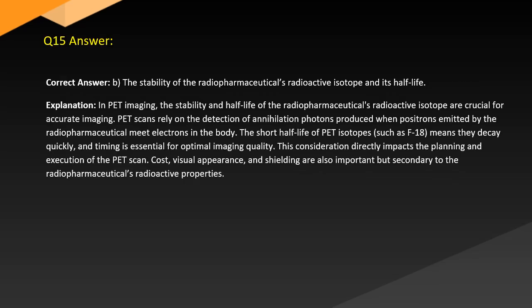Answer. Correct answer: B. The stability of the radiopharmaceutical's radioactive isotope and its half-life. Explanation. In PET imaging, the stability and half-life of the radiopharmaceutical's radioactive isotope are crucial for accurate imaging. PET scans rely on the detection of annihilation photons produced when positrons emitted by the radiopharmaceutical meet electrons in the body. The short half-life of PET isotopes, such as F-18, means they decay quickly, and timing is essential for optimal imaging quality. This consideration directly impacts the planning and execution of the PET scan. Cost, visual appearance, and shielding are also important, but secondary to the radiopharmaceutical's radioactive properties.